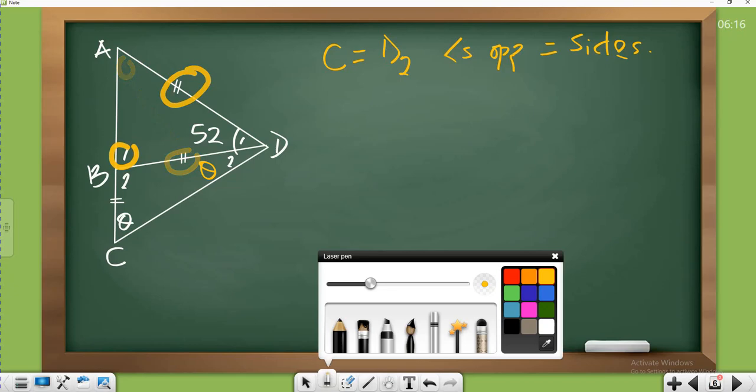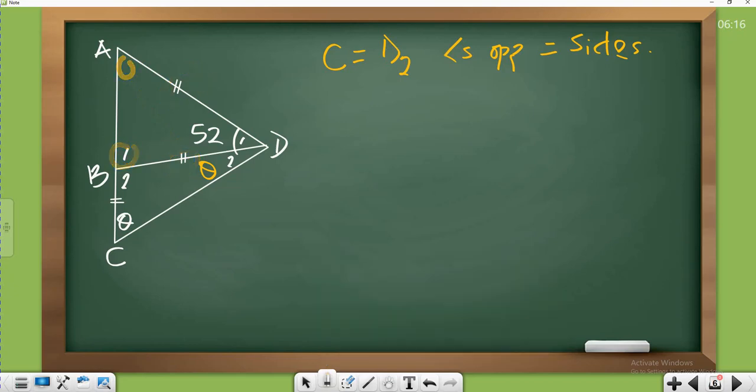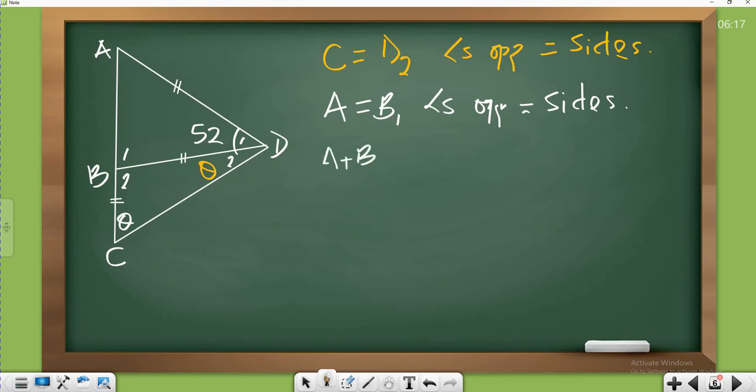Okay, I see what to do. So what it means is that angle A, now I need a permanent marker now. Angle A is equal to angle B1. Again, angles opposite equal sides. All right, awesome stuff. Now if I have this angle A and B, but I know that A plus B1 plus 52 should be equal to 180 degrees. Angles in a triangle, sum of angles in a triangle.